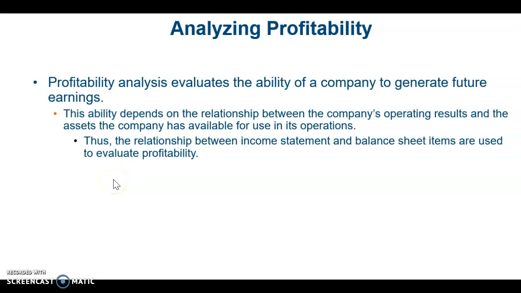So profitability analysis is going to evaluate how well a company can generate future earnings. So how able are they to generate future earnings? This ability depends on the relationship between the company's operating results and the assets the company has available for use. The relationship between income statement and balance sheet items are going to be used. Income statement for the operations part, and then assets are going to be on the balance sheet.